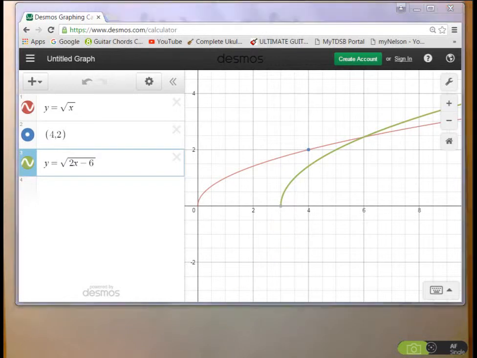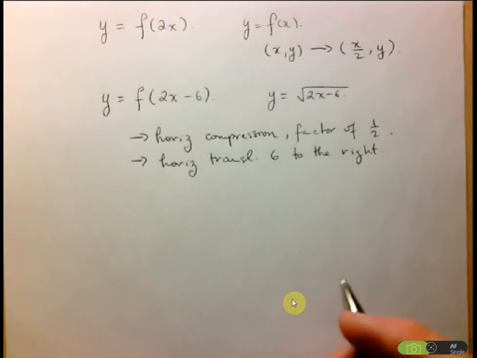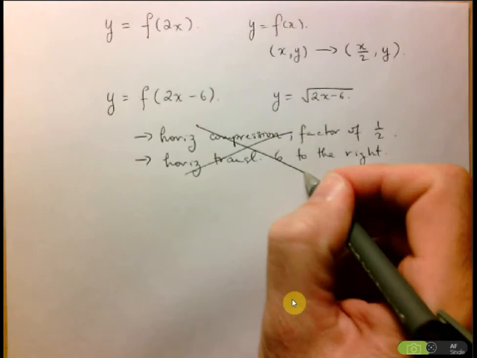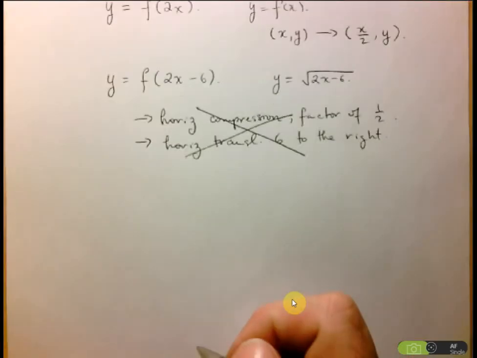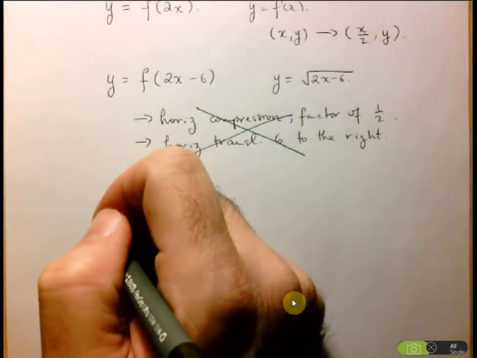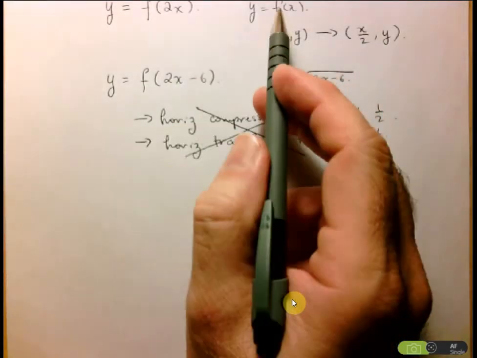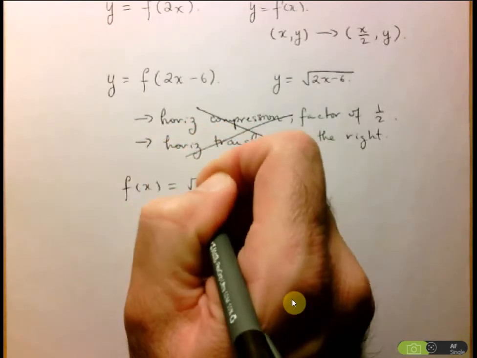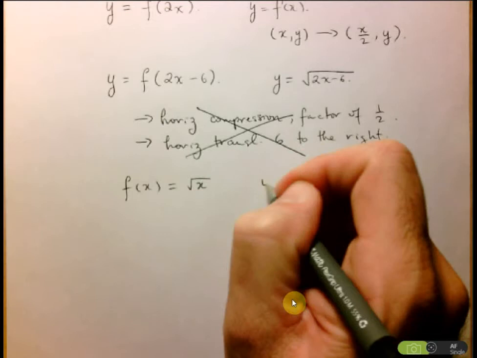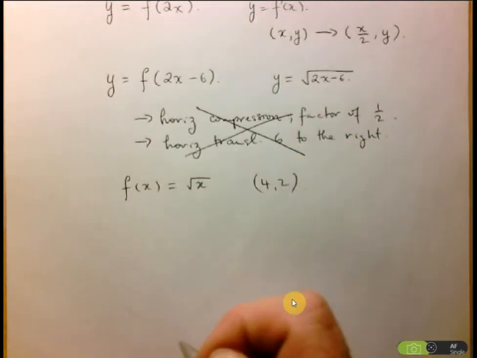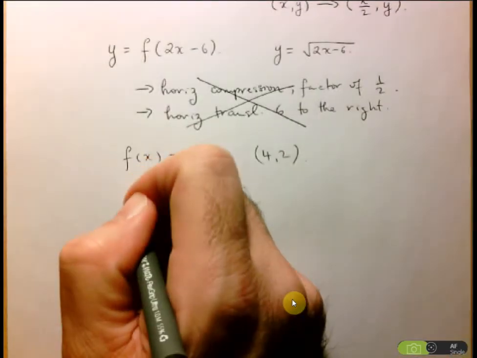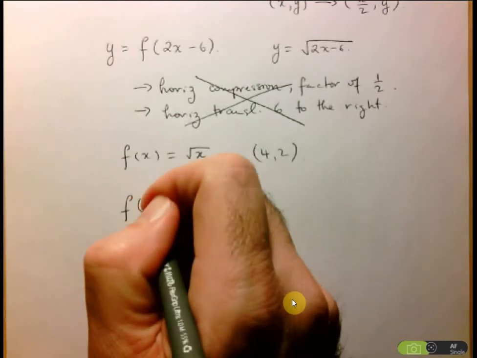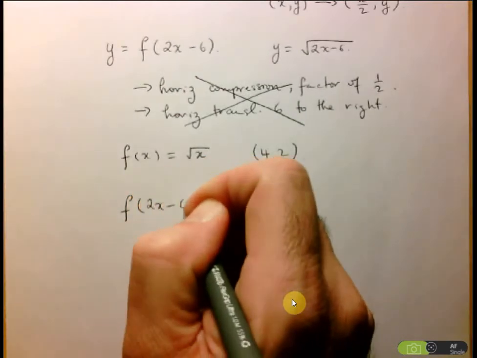So let's take a look at why this does not work. Let's do what we've done before. Let's take a particular point on our parent function. Here our parent function is root x, and again we'll take the point 4, 2. And now let's consider the function f at 2x minus 6.